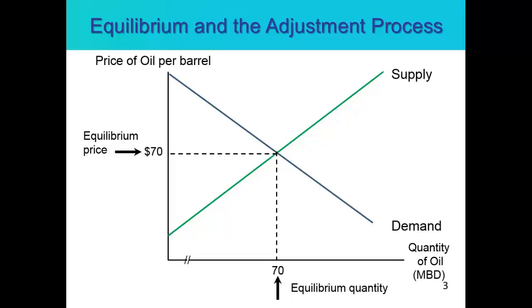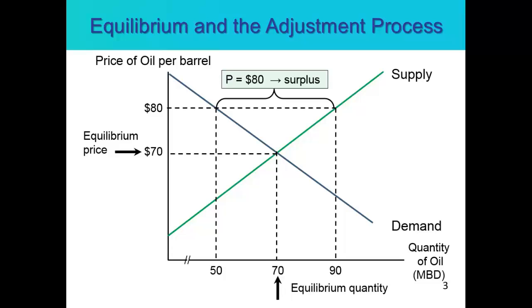But let's see why this is an equilibrium by considering another price. Consider a price of $80. At $80, the quantity demanded is only 50 units. However, at $80, the sellers have an incentive to provide 90 units. This is what we call a surplus. At this particular price, the quantity supplied exceeds the quantity demanded.